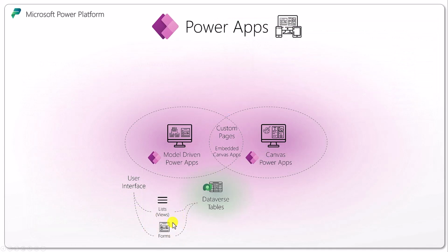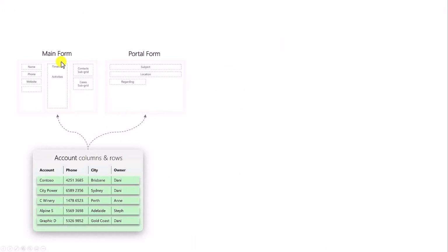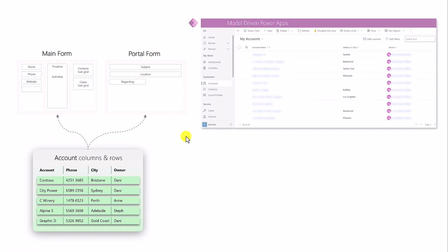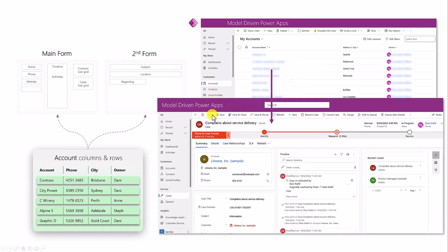Next one is forms, right? Forms follow the same logic, where for your database tables, you will create forms and you can have many different forms. You can have a main form, a portal form, a second form, a third form. It doesn't really matter how many forms you have, right? And you have different kinds of forms, but effectively, again, you can then select which forms you want to display in your model-driven app, right?